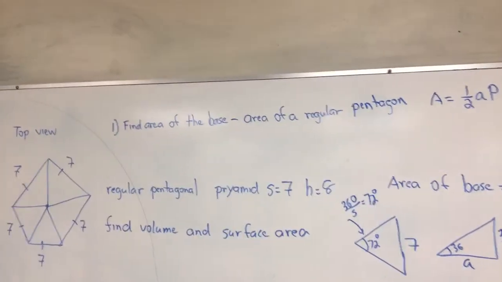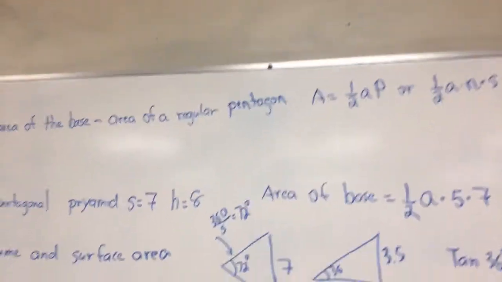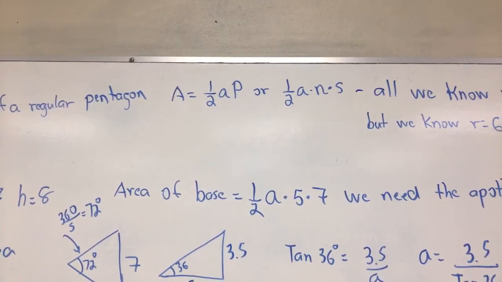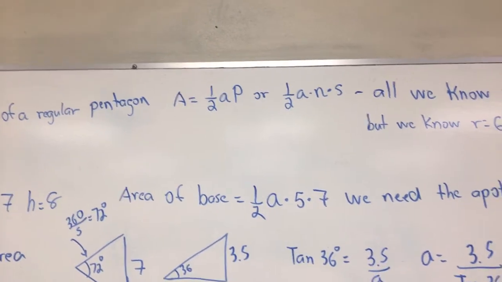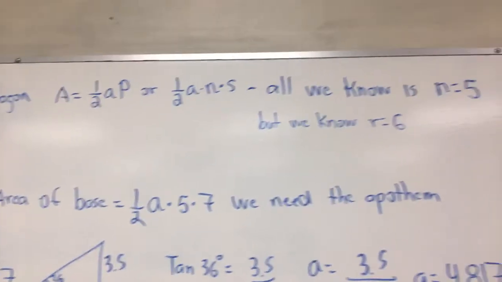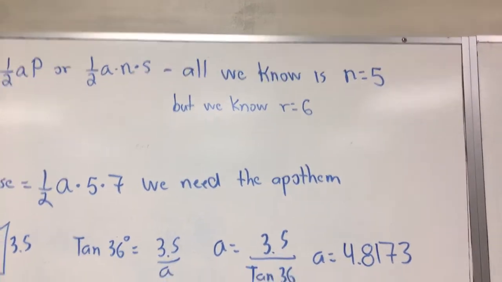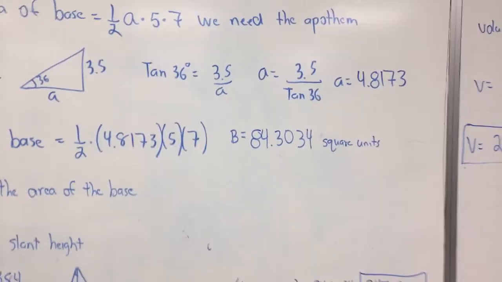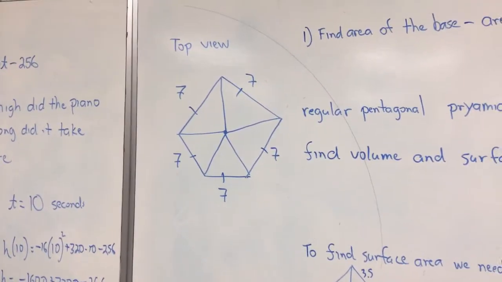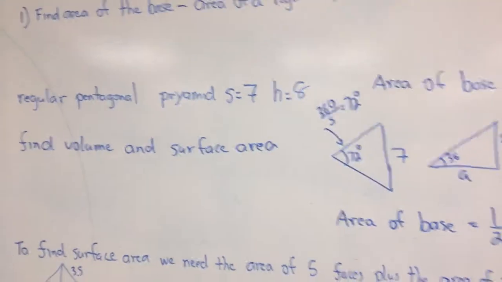All right, so let's see what we got to do here. The first thing we have to do is find the area of the base. The area of a regular polygon is A equals 1/2 the apothem times the perimeter. Now the perimeter is found by taking the number of sides times the length of the sides, okay? We all know that the number of sides in our pentagon is 5. Oh, and I changed that. I started with the radius and decided against that plan. I'm going to use the length of the side. The length of the side is 7, and the height is 8.